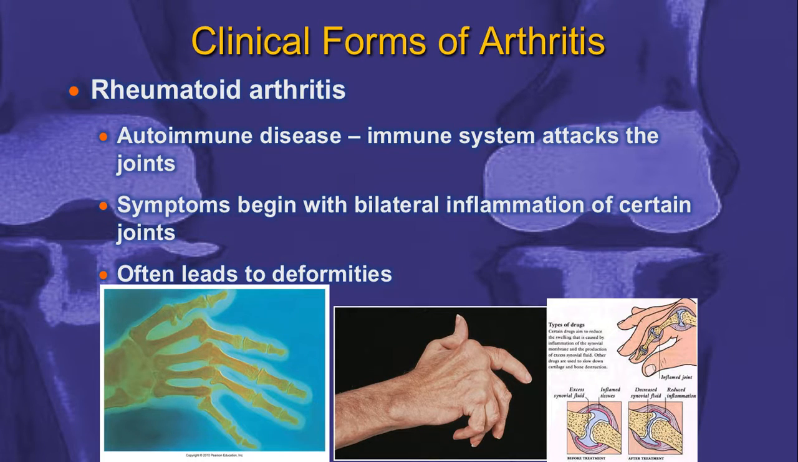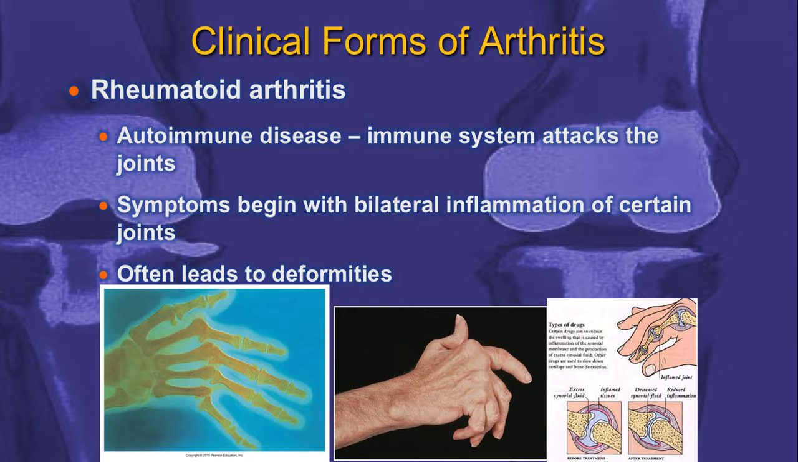Rheumatoid arthritis. With rheumatoid arthritis, you don't have to be old to get it. There are people who have rheumatoid arthritis who are diagnosed in their 20s and 30s. It is an autoimmune disease. So your body is seeing the joint cavity and is starting to break it down. The immune system attacks the joints. The disease begins with bilateral inflammation, so you have inflammation in both sides of your body.